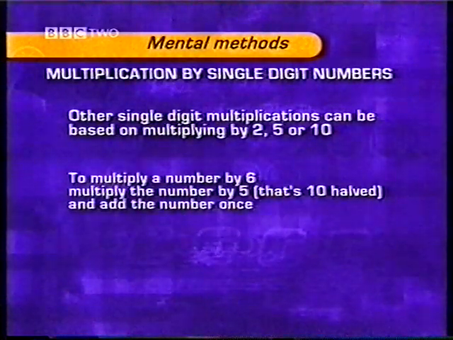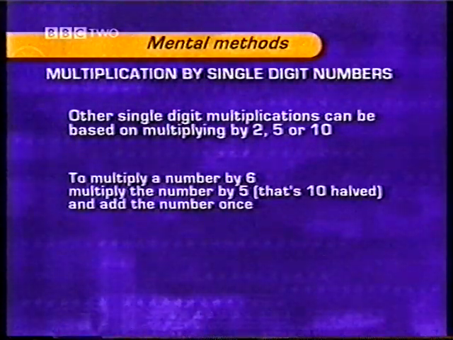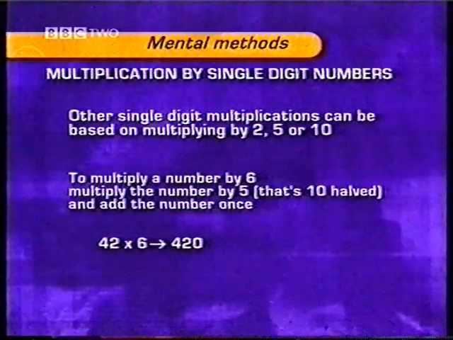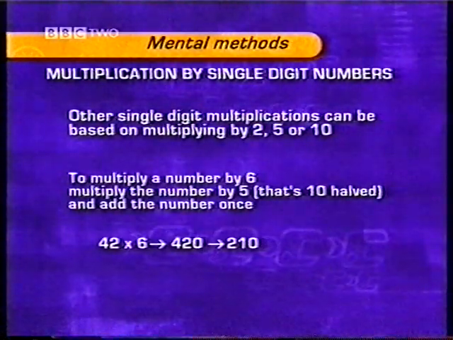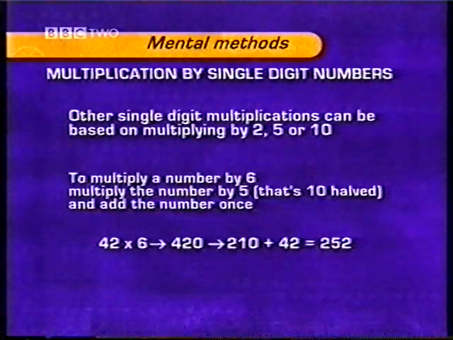To multiply a number by 6, multiply the number by 5, that's by 10 halved, and add the number once. So 42 times 6 is 42 times 10 halved, plus another 42. That's 210 add 42, 252.